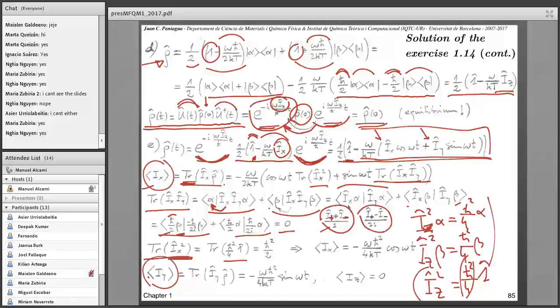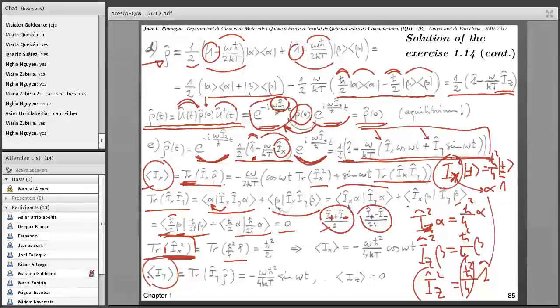And of course, there is nothing special about Iz. The same should happen to any other component of the angular momentum. For instance, if we calculate this trace, I could have written the same thing using the states plus and minus, which are, of course, also a basis set, the same thing for minus, and so this operator is also proportional to the unity operator.